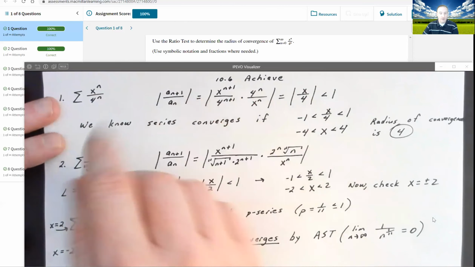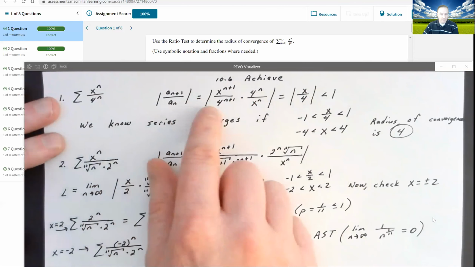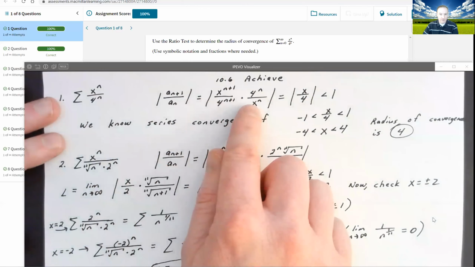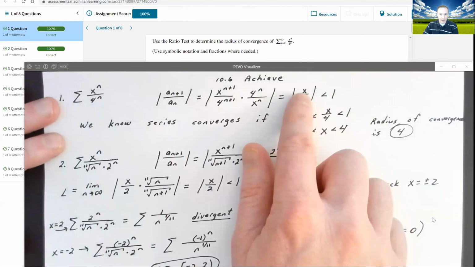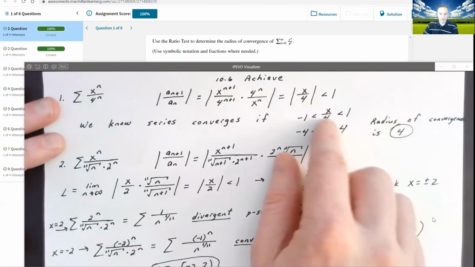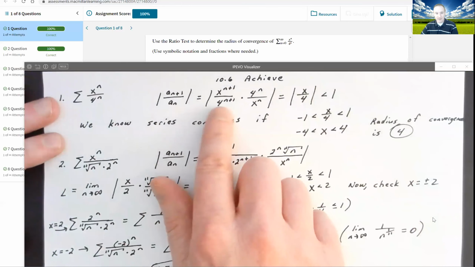This first problem didn't even really need that, because it's simply asking for the radius of convergence. That means the distance from the center of convergence to one of the endpoints. And that you can just find by setting x less than or equal to it. Well, I'll go ahead and talk about it as I get to it.